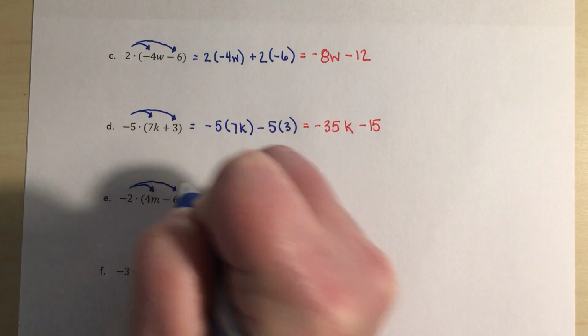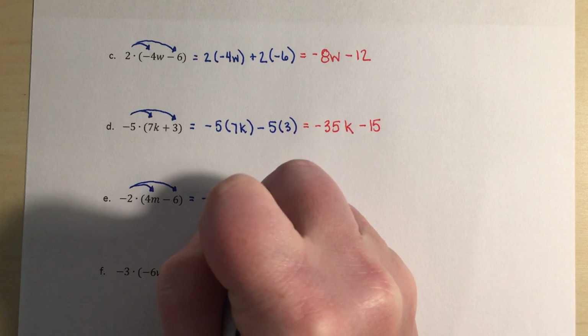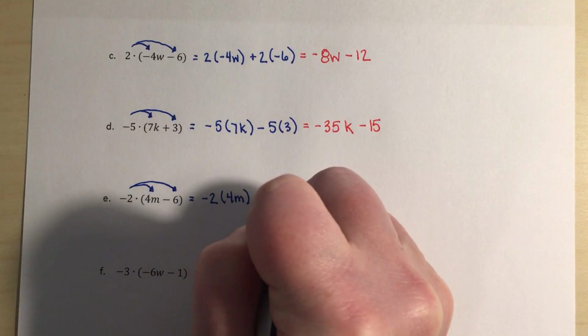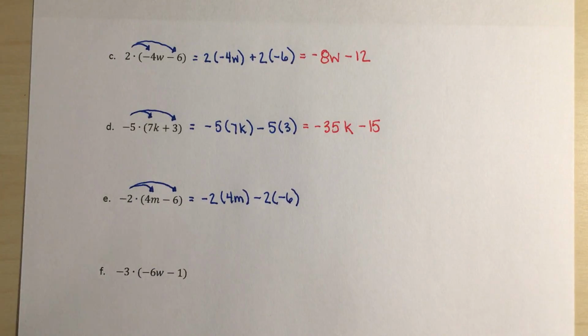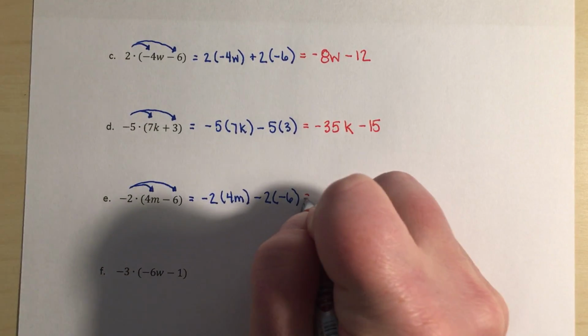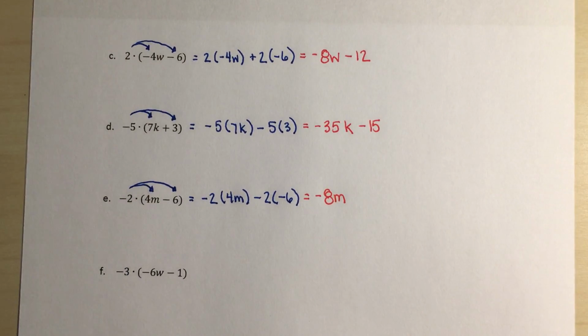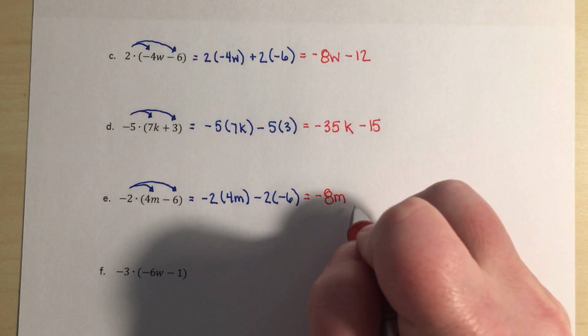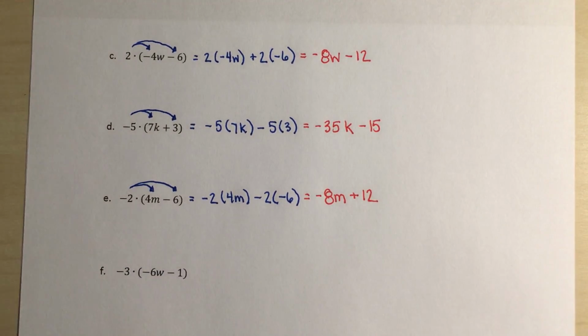All right, let's distribute this negative 2. Negative 2 times 4m minus 2 times negative 6. Negative 2 times positive 4m, one negative sign, so it stays negative. We have negative 8m. Negative 2 times negative 6. Two negatives turn positive because it's an even number of negative signs, so we have a plus 12.